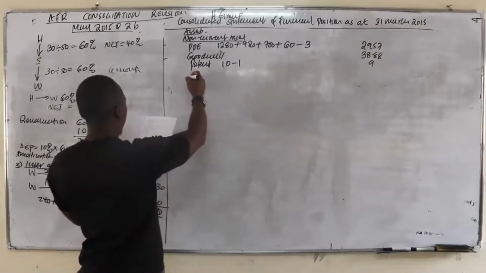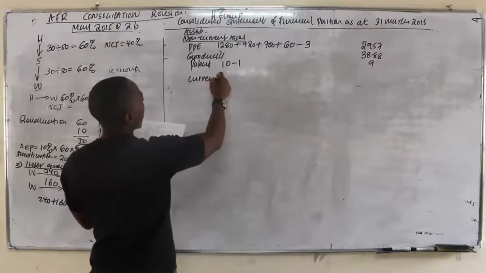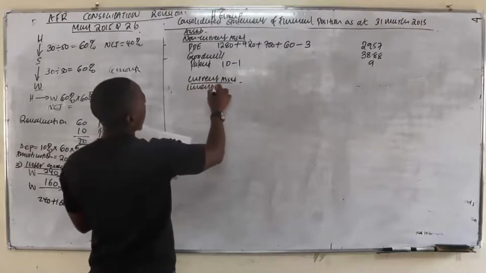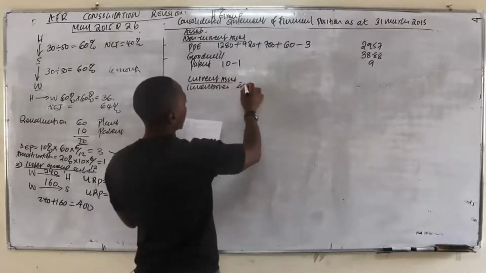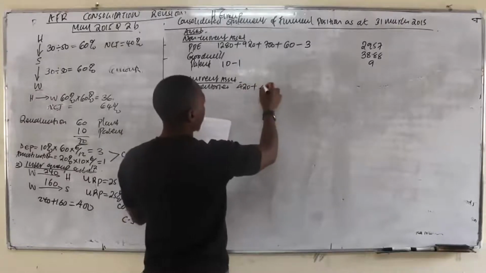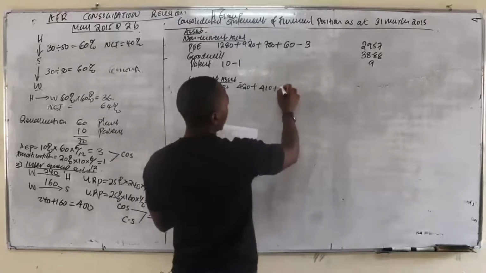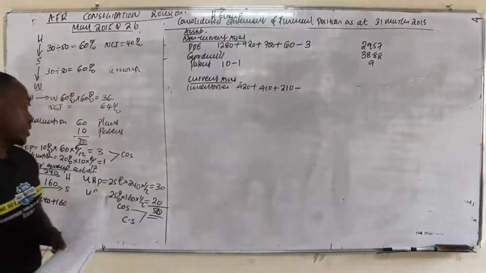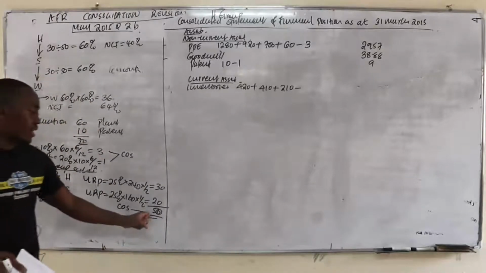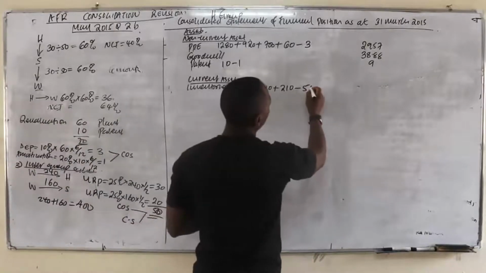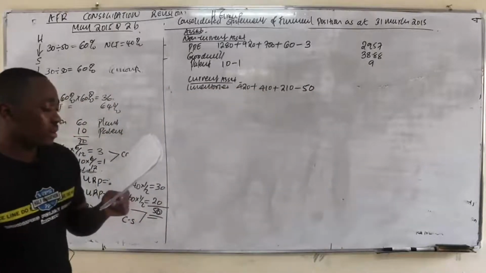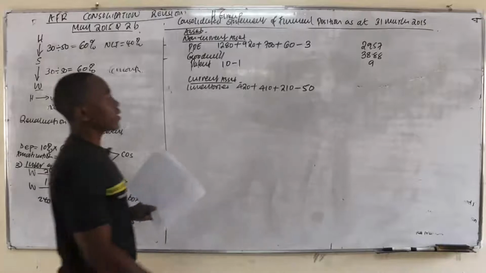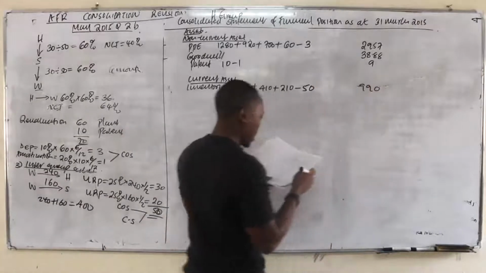Then let's go to the current assets. Under the current assets, we have inventories. Inventories, we have 420. You add 410. And then you add 210. What do we eliminate? We eliminate the unrealized profit. And how much of the unrealized profit? Unrealized profit of 50. The total is how much? 990. Good.